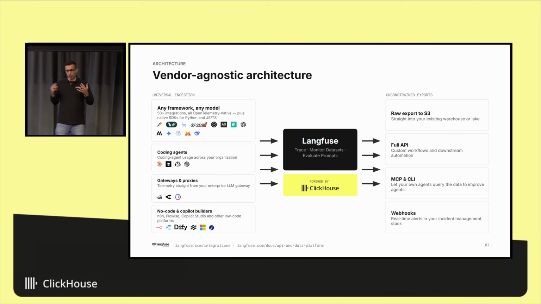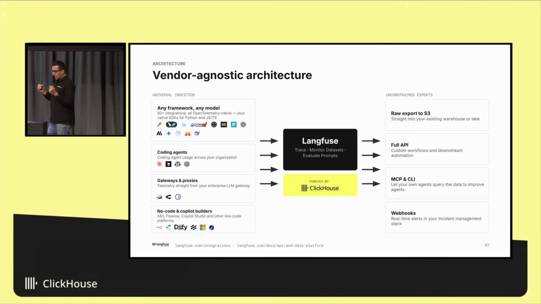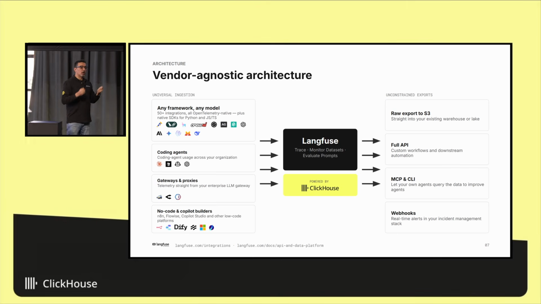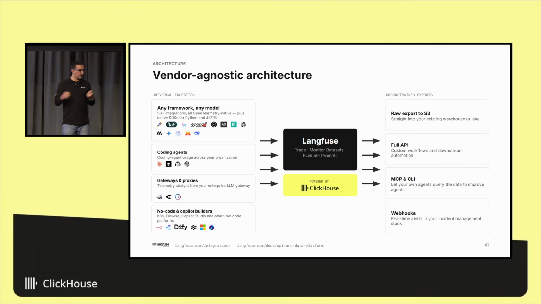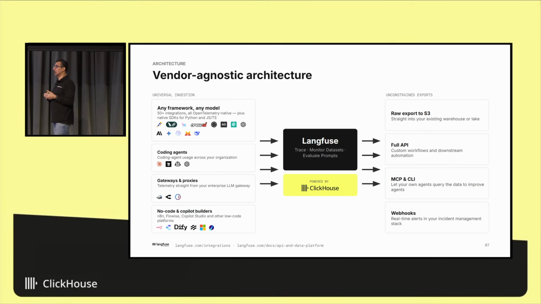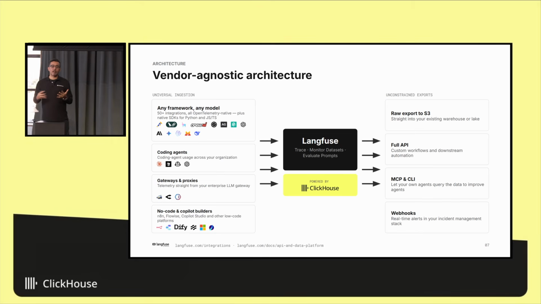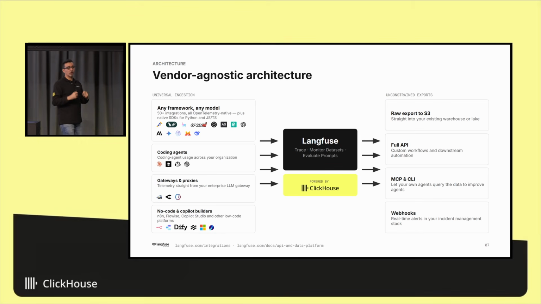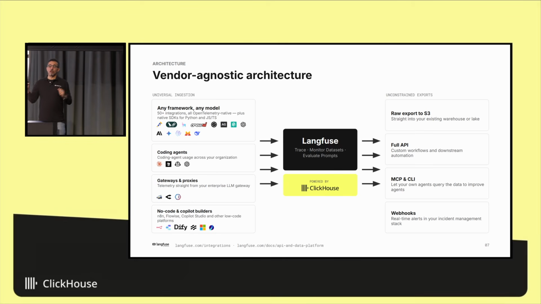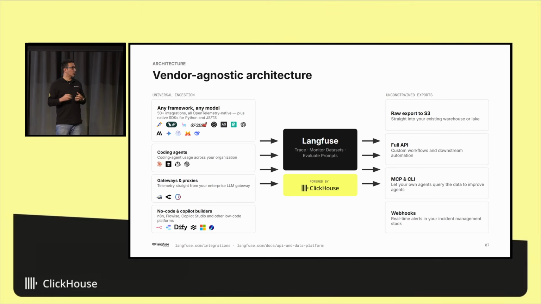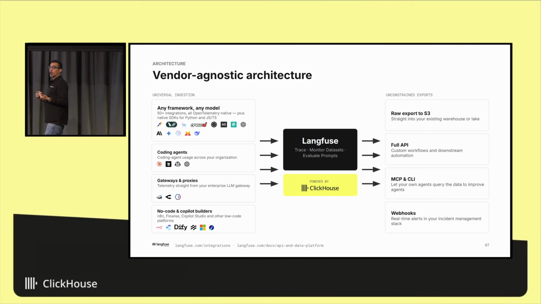Langfuse is open source, and it is also compatible with open standards. Open telemetry, as we have been talking about today, is an open standard for instrumenting your application. So your application is decoupled from your backend observability. Langfuse works with that, so no matter which runtime you work with, if it supports open telemetry, Langfuse works with that.